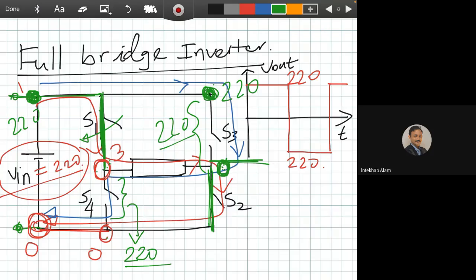And if you see again, the connecting point of S3 and S2, the green 0, is actually 0, and the opposite side of red 3 is 220. So the load will face 220 volts. Is it okay? Do you have any question?